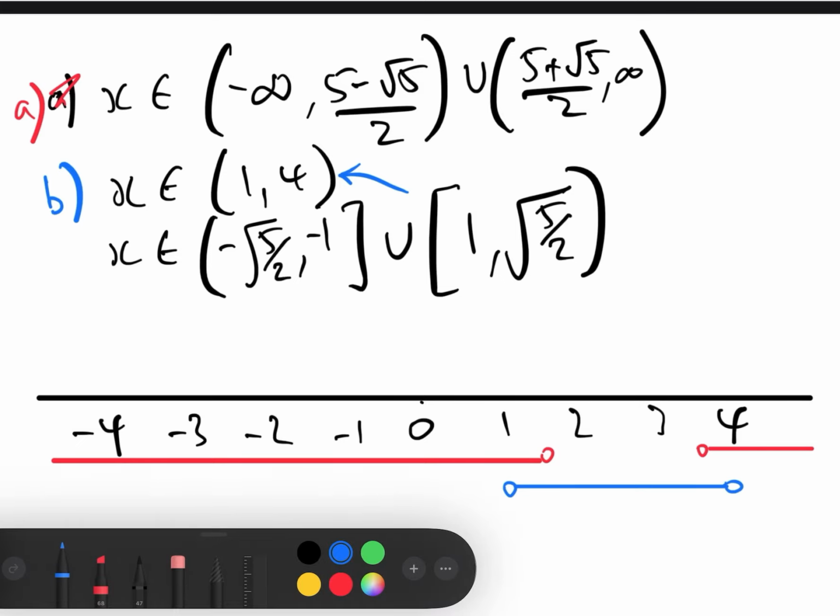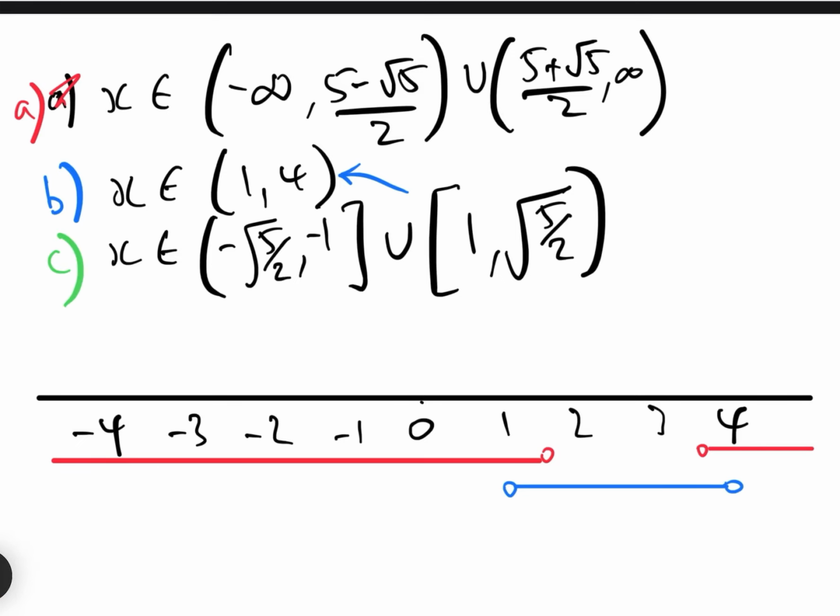And let's have a look at C. Let's finally draw a different colour again. Let's have a look at green. So C, x has got to be contained in minus root 5 over 2. Well, basically, that would be minus 1 here. Now, because it is a square bracket, we have a closed circle there. It's allowed to be minus 1.